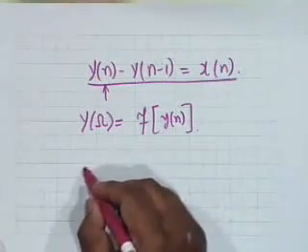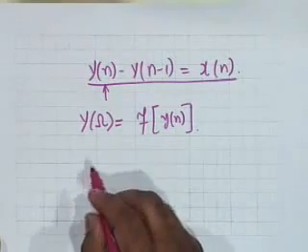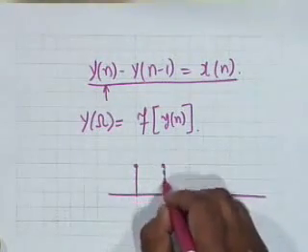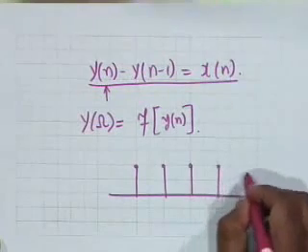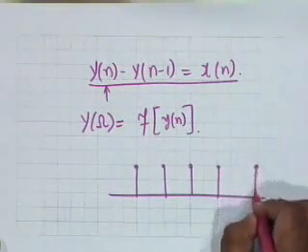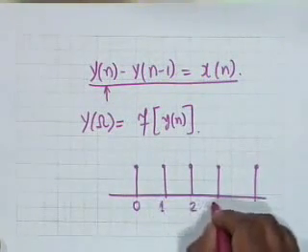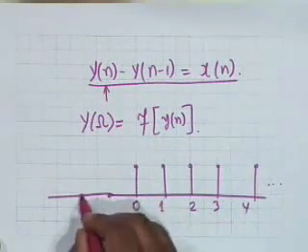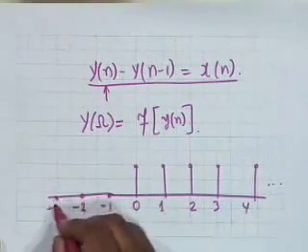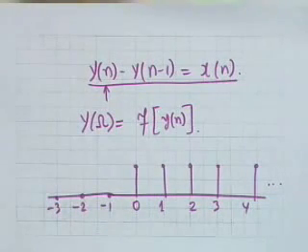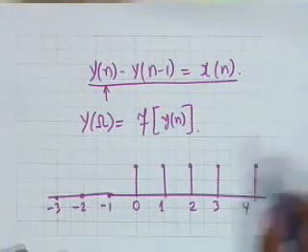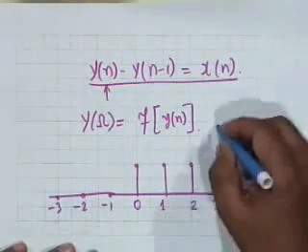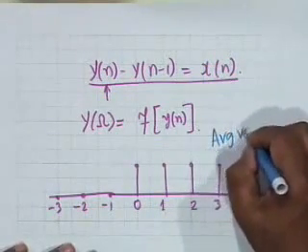Alright, let's illustrate this with the help of a unit step function. A unit step function in the discrete time domain is like this. It starts at 0, 1, 2, 3, 4, goes on and on, and on the left hand side it is all 0, minus 1, minus 2, minus 3, and so on. Now, what is the average value of this function? Obviously the average value is half.